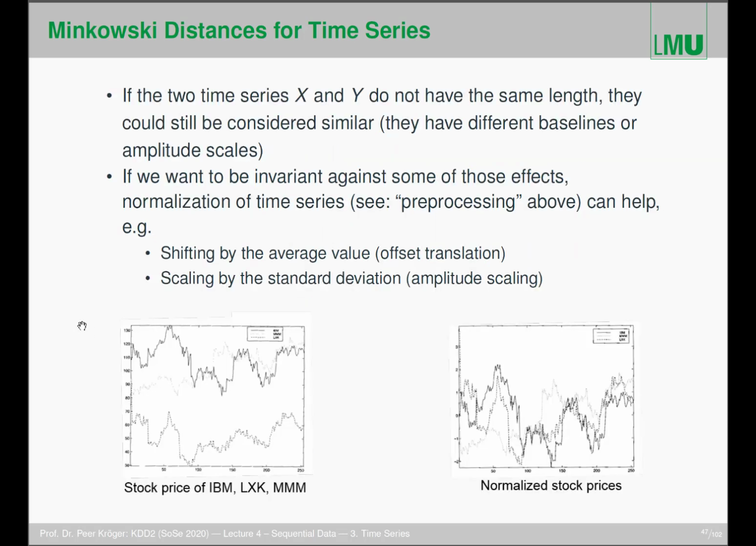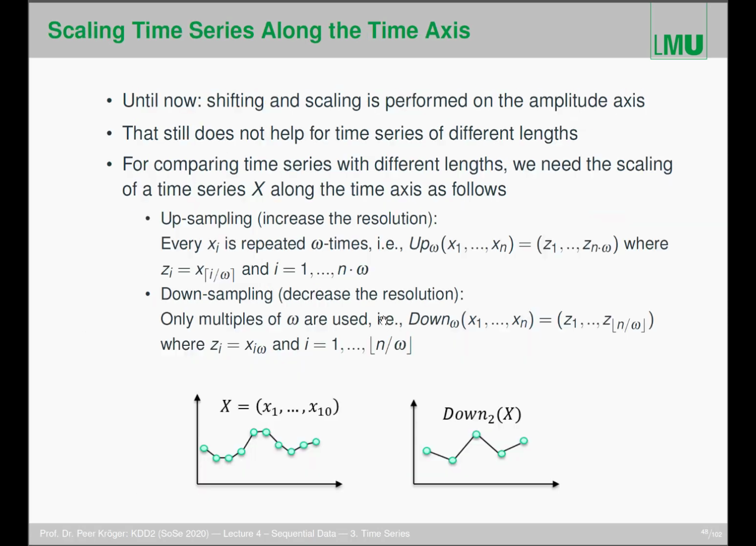Well, if the two time series X and Y do not have the same baseline or amplitude scale, they can still be considered similar. So if we want to be invariant against some of those effects, we can normalize them by using the preprocessing from above. For example, shifting by the average value, which we got to know as offset translation in the previous podcast. We can scale it by the standard deviation, which is amplitude scaling. So this is all easy to do.